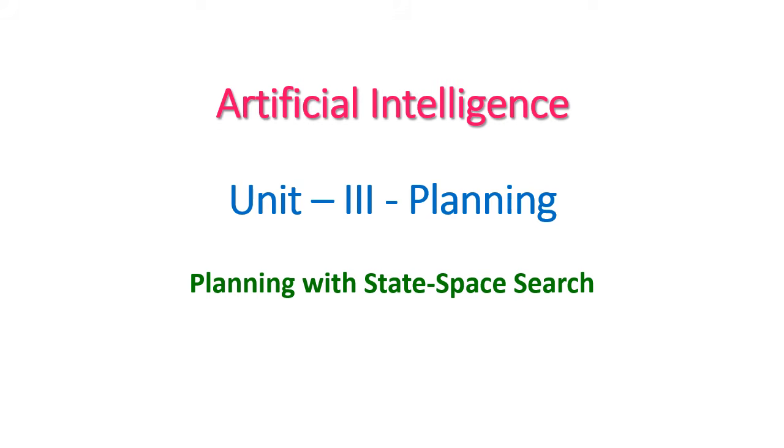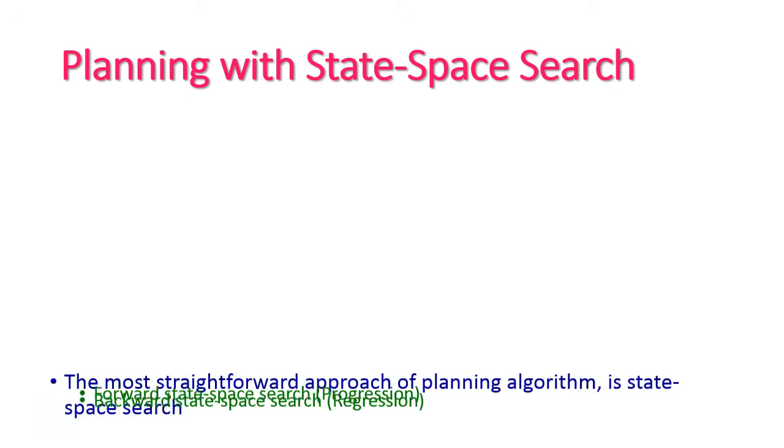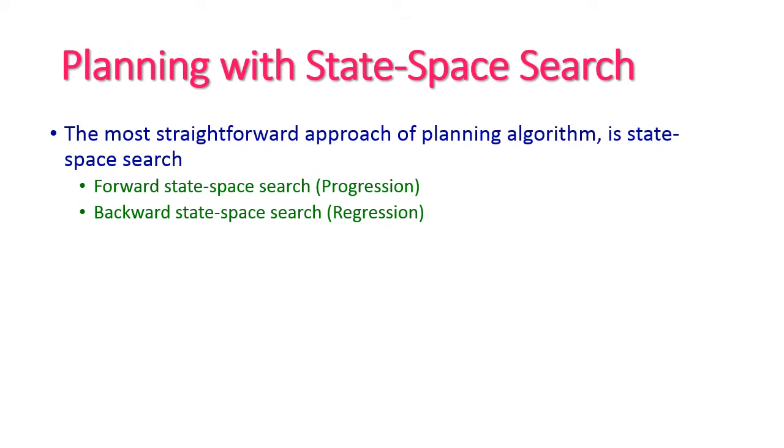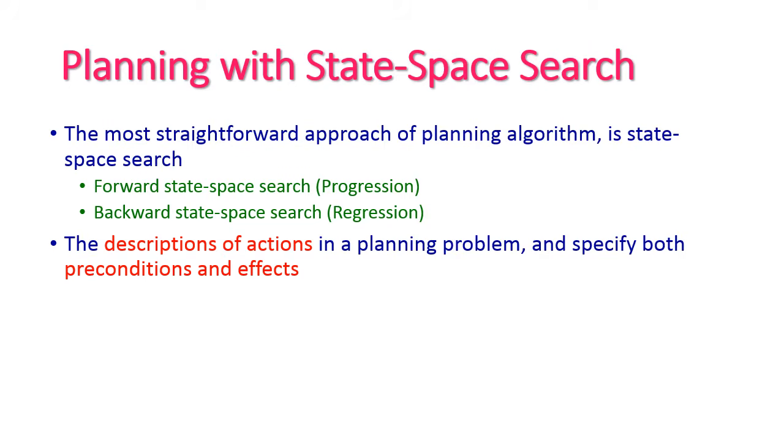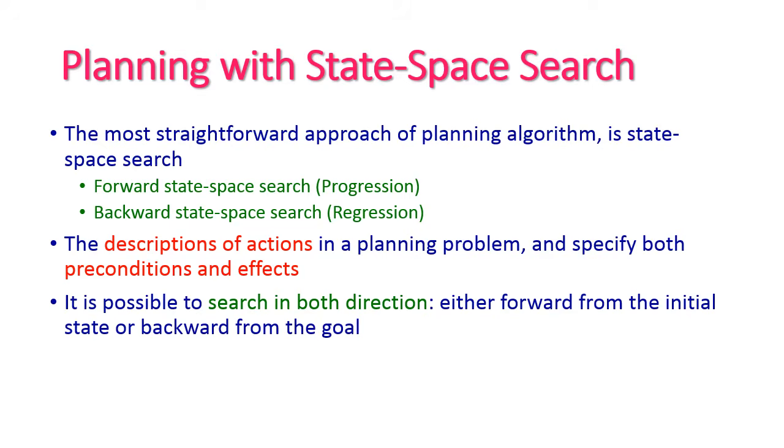Hello friends, today we are going to see planning with state space search, which is an important topic in third unit. Planning with state space search is a straightforward approach in the planning algorithm. Here there are two categories. First one is forward state space search, which is otherwise called progression, and backward state space search, which is otherwise called regression. Here also we have to describe the actions, and also we have to describe the preconditions and effect of that action.